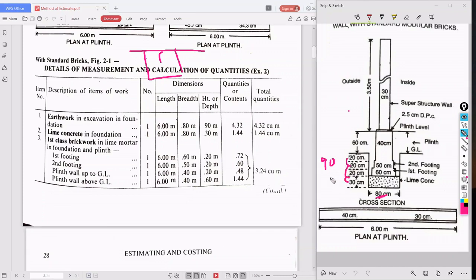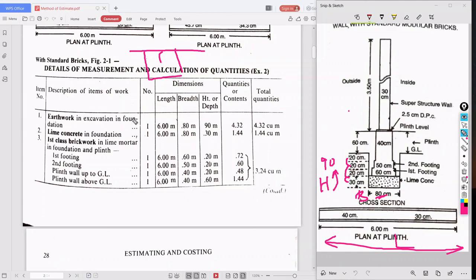Height is 90 centimeter. Okay, what is the length? Length is 6 meter, which is visible in our plan. So this is length, this is breadth, and this is height. Height is 90 centimeter. Okay, so the first heading is earthwork and excavation in foundation.